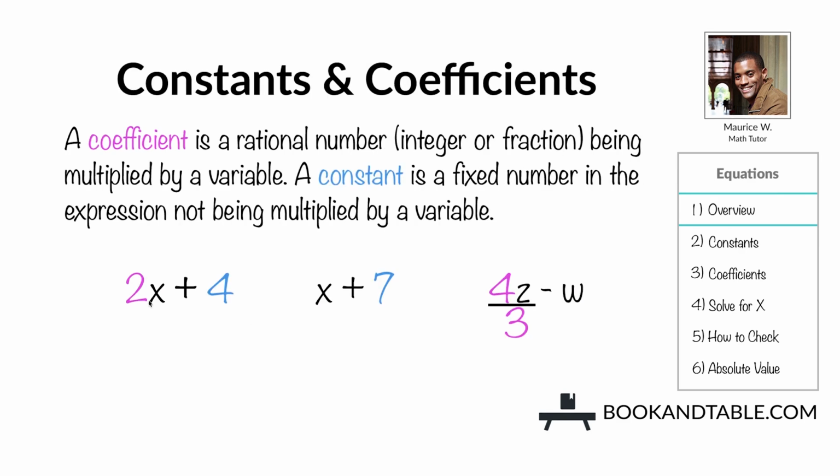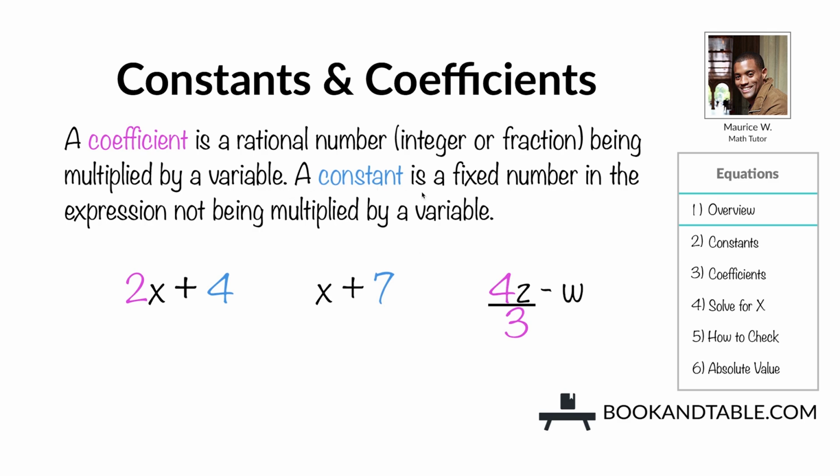Now we have a few different components to these expressions. First, we have a coefficient, the 2 here, the 4/3 here, and although we don't see it, the number being multiplied by x here is 1. A coefficient is a rational number, an integer or fraction, being multiplied by a variable. So here we have 2 times x, 1 times x, and 4/3 times z.